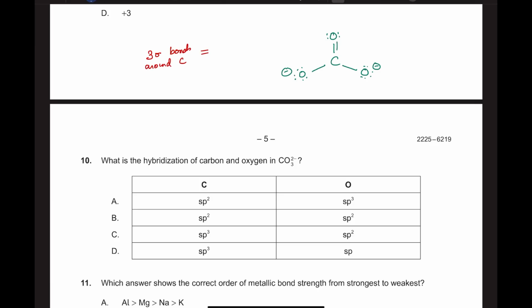As you have 3 sigma bonds, your hybridization uses the first 3 orbitals, s and 2p, so sp2. So first we are done with carbon. We know carbon's hybridization is sp2. Now what about oxygen? The thing is, here it can form resonance structures. It can have this structure, and you can also have this structure.